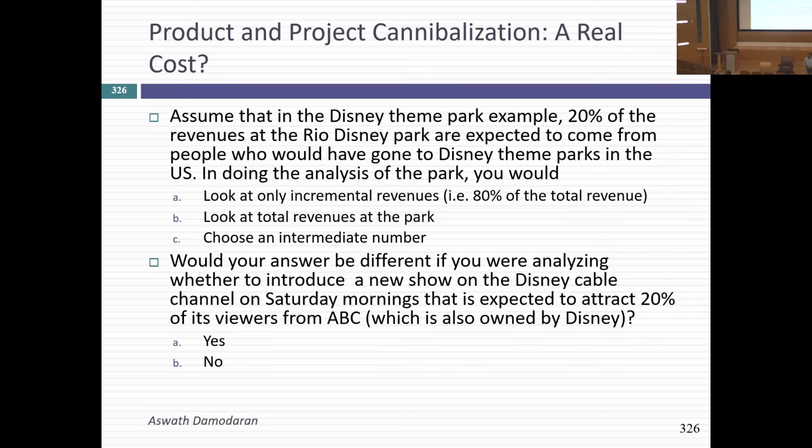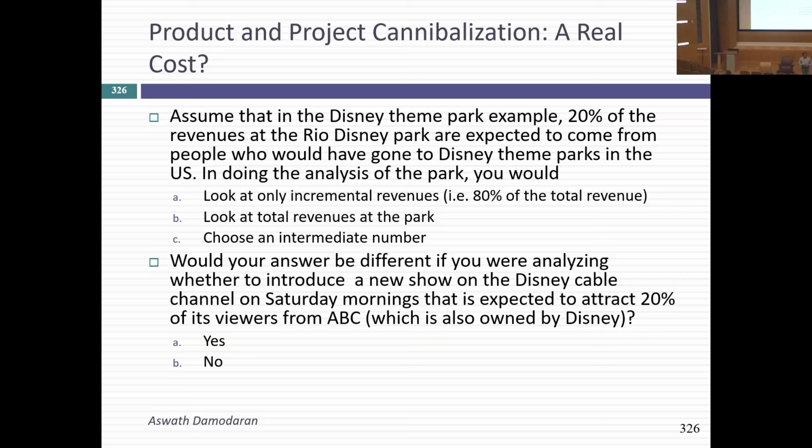This is, I think, one of the things that Starbucks missed for almost a decade as they kept opening new stores. Each store would look great on a standalone basis, but in the aggregate, when you looked across 110 stores, at one point I think they had 110 stores in New York City, the collective revenues of these stores never matched up to the revenues they had in individual stores because of product cannibalization. It makes a big difference, though, because it affects what you use as incremental.